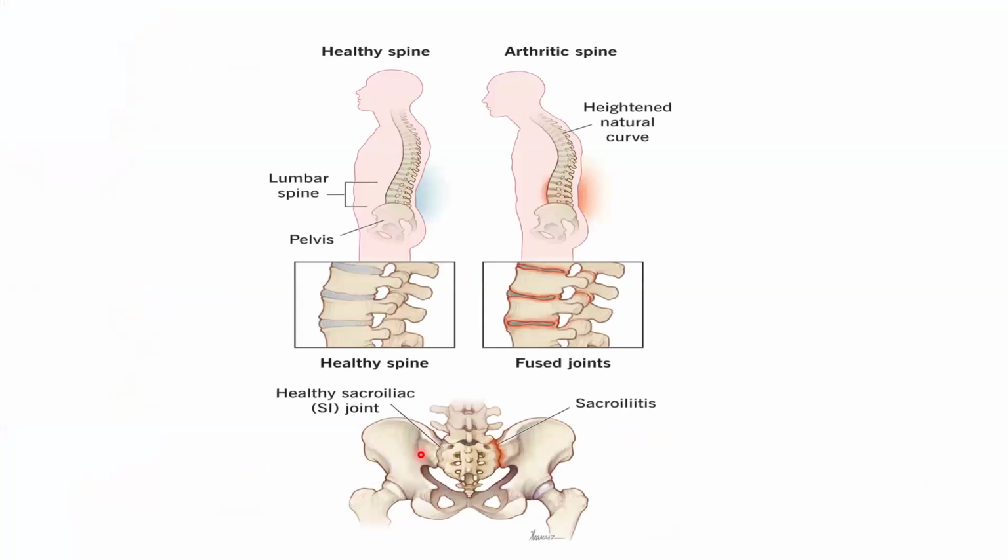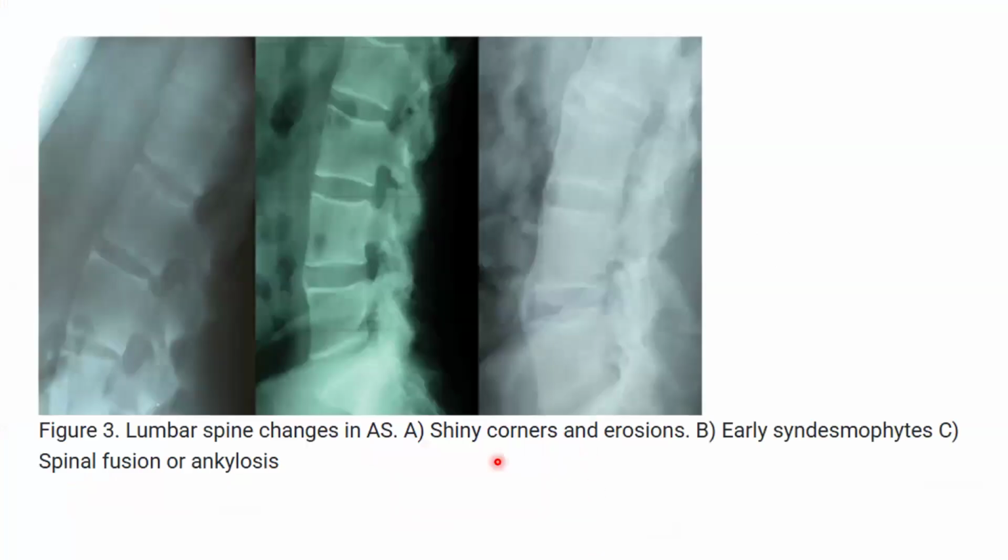So we have here some features, right? So joint fusion, sacroiliitis. We look at some X-rays. So this is from the RSAGP guidelines picture. So as you can see, these edges are rounded, right? So those are called shiny corners. There's another thing called early syndesmophyte. So these are those jutting out. You can see these spurs, like bony spurs jutting out from these edges. These are known as syndesmophytes.